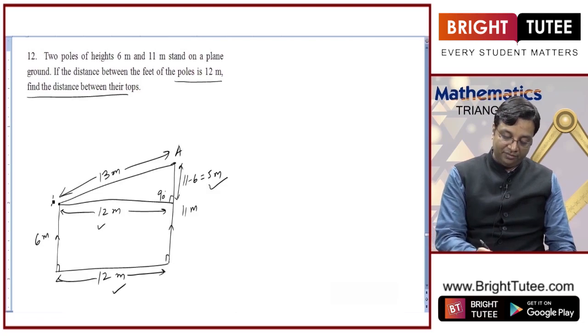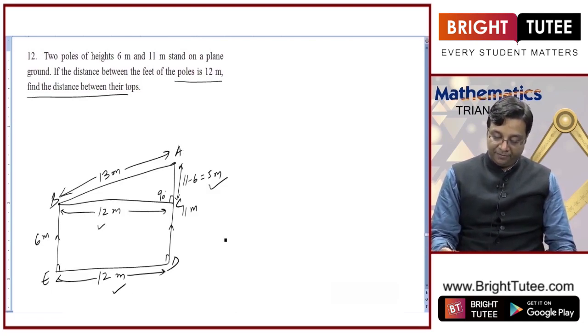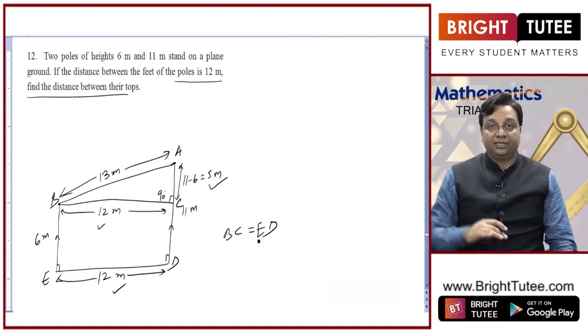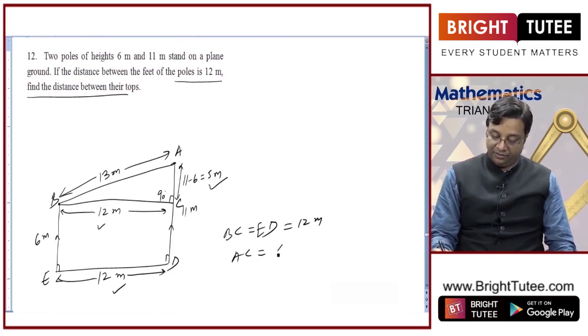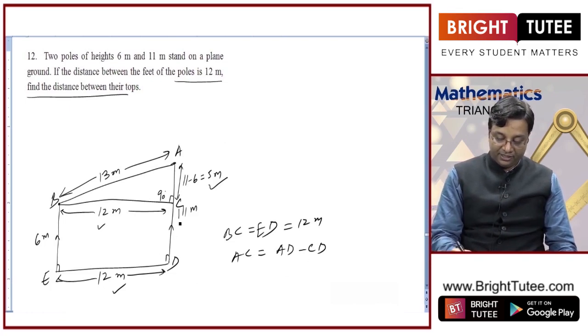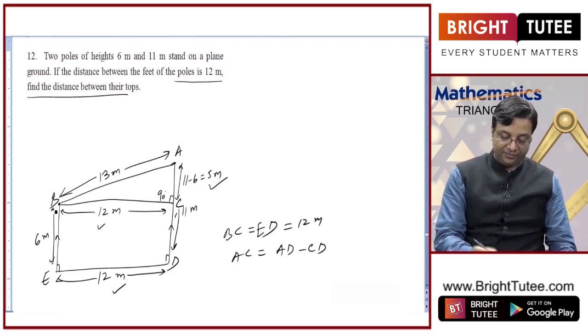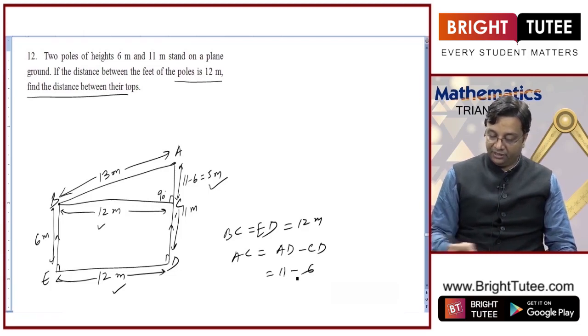Otherwise you take these as A, B, C, D, E. Then you say BC will be equal to ED, because I have taken them parallel. So equal to 12 meter. Now AC will be equal to AD minus CD. CD is nothing but BE. So 11 minus 6, 5 meter.